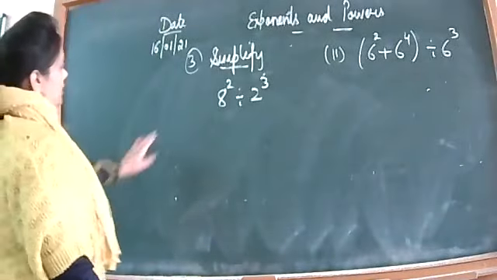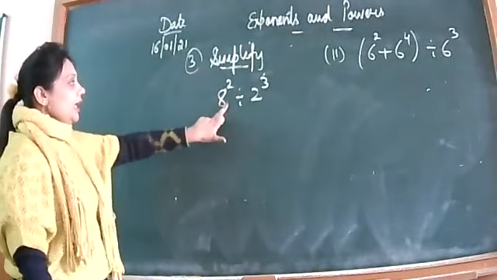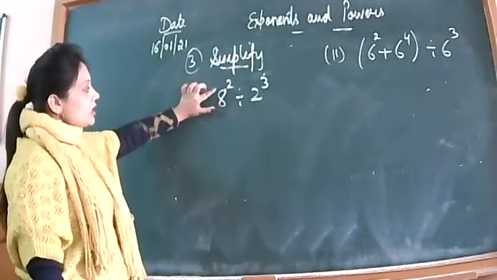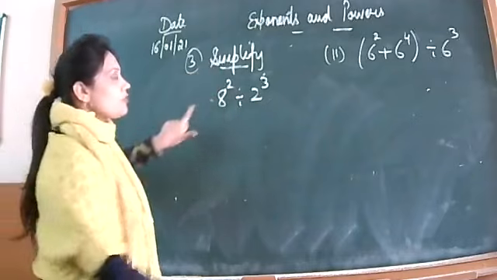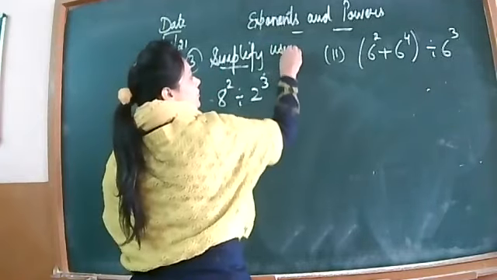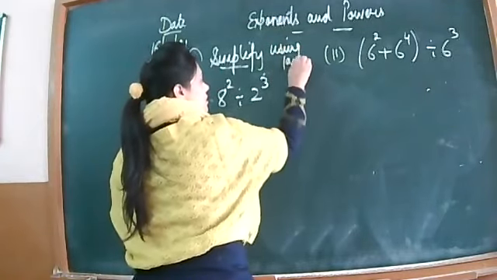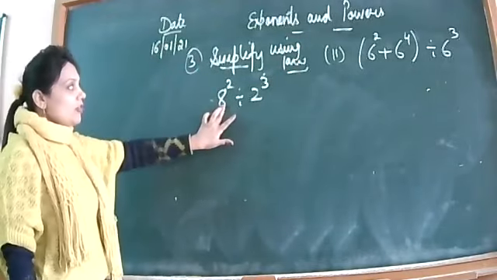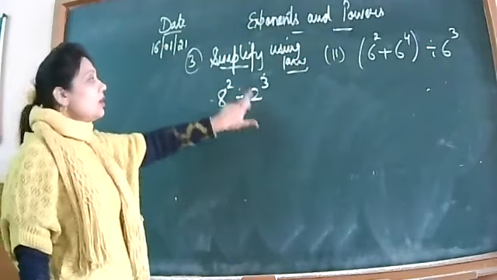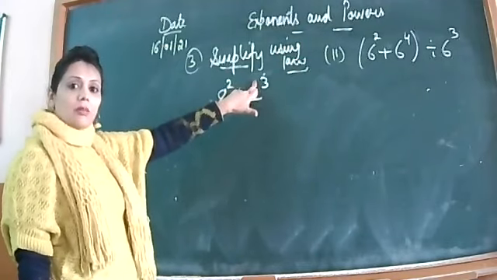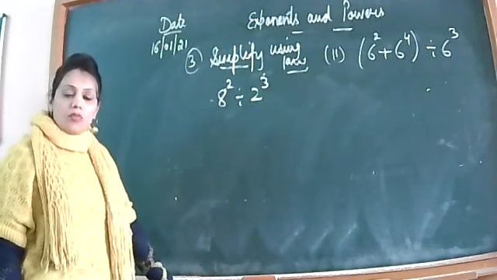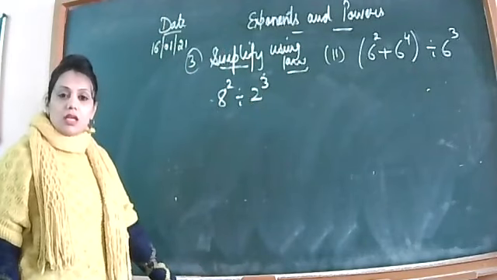Now see the next question. Simplify 8 square divided by 2 cube. Now here we have to simplify it using the law. Now here we can see neither the base is same nor the power is same. But it is written that we have to simplify it using the law. And we have done the laws.